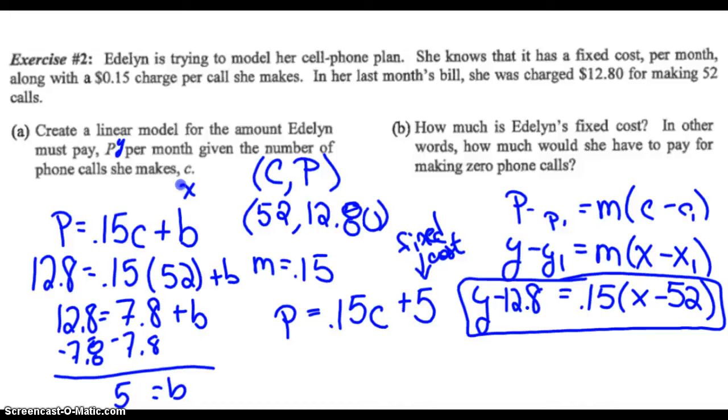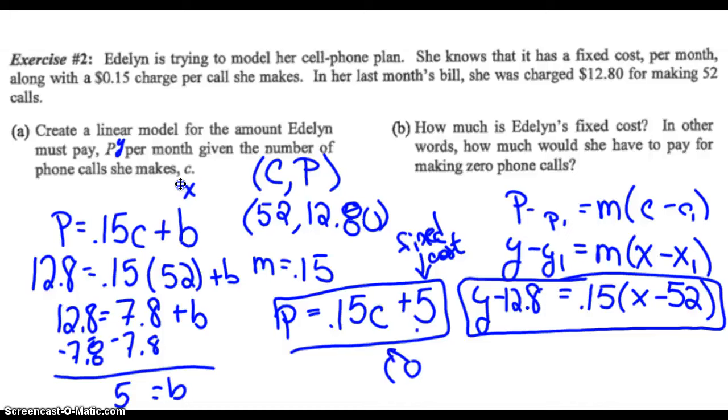So now I look at B. How much is this fixed cost? In other words, how much would you have to pay if you made 0 calls? Well, we've done that work already when we found our b value. So, ways to look at it. Once we'd solved this for P right here, you knew that was your y-intercept, because if I plugged in 0 for my amount of calls, I would come out with the 5, okay?